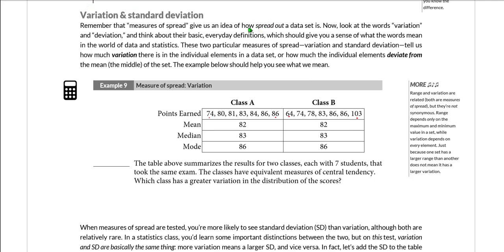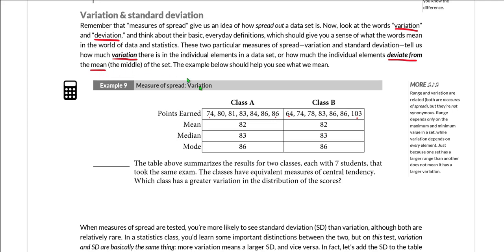And again, because these are measures of spread, they do tell us how spread out a data set is. If you actually look at the words variation and deviation, the typical everyday definitions of those words should give you some idea of what these words mean in statistics as well. They just tell us how much variation there is in the elements in a set, how much each of the individual elements deviate from those measures of center that we just talked about, namely the mean.